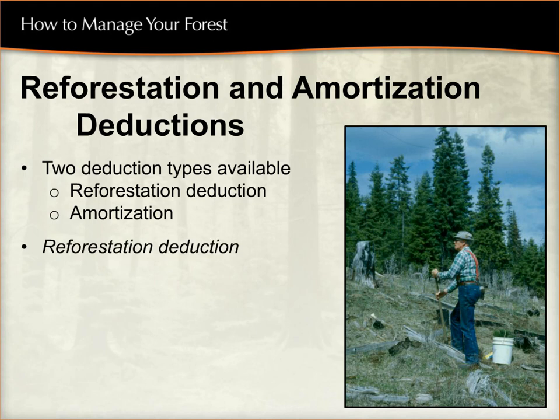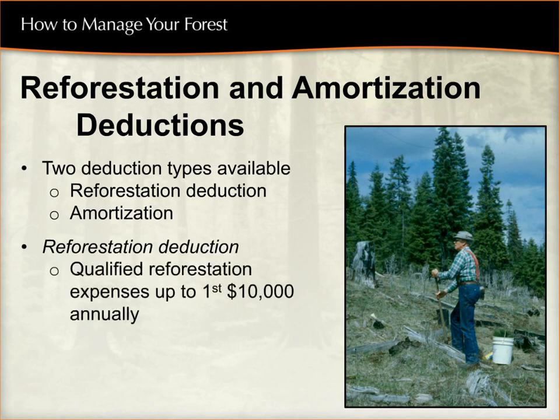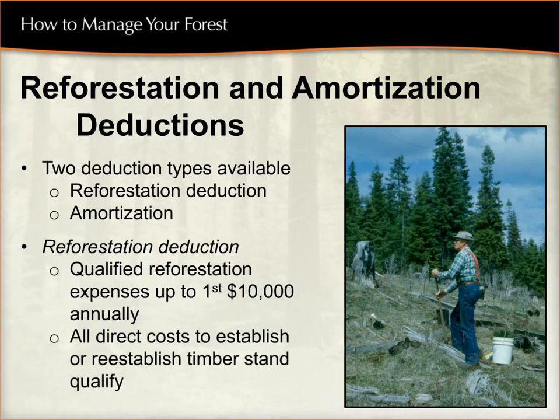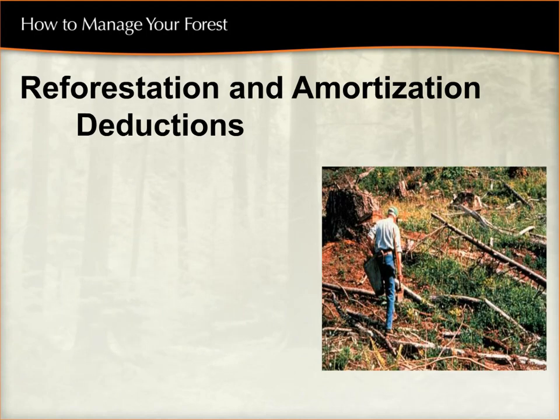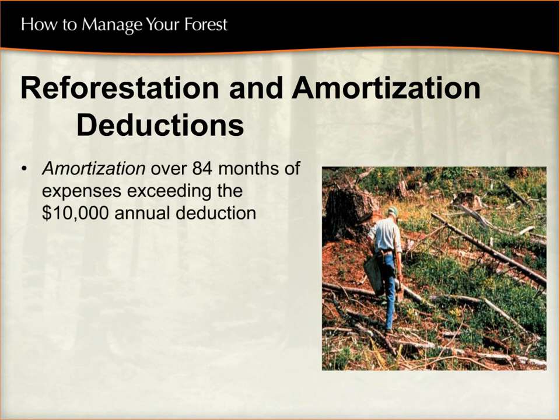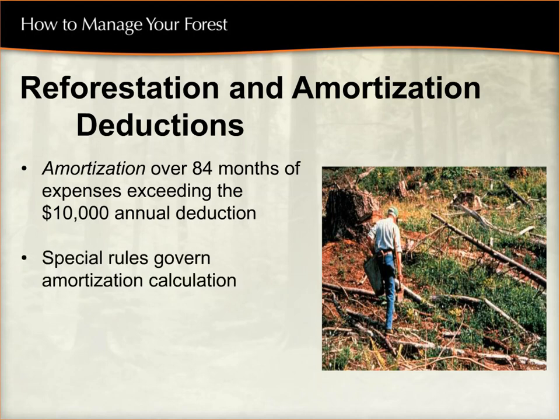The reforestation deduction allows woodland owners to deduct qualified reforestation expenses up to the first $10,000 annually. This includes the direct cost to establish or reestablish a timber stand by planting, seeding, or natural regeneration. Qualified expenses do not include the value of the owner's own labor. Amortization allows you to deduct reforestation expenses that exceed the $10,000 annual limit over an 84-month period. Special rules govern calculating the annual amount you can amortize.